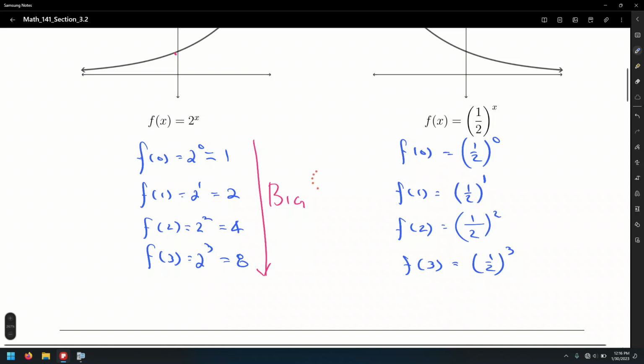Same story for the first value, f of 0. Any quantity to the 0 power is always 1. Any quantity to the first power is itself, 1/2. Here is where we are going to do some calculations. 1/2, that's the same.